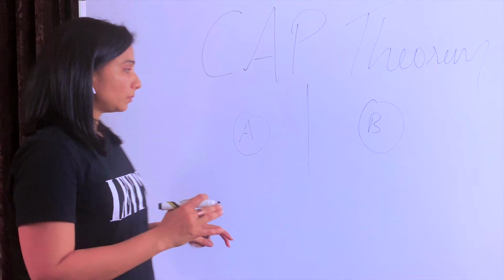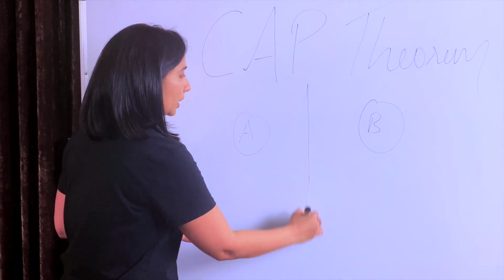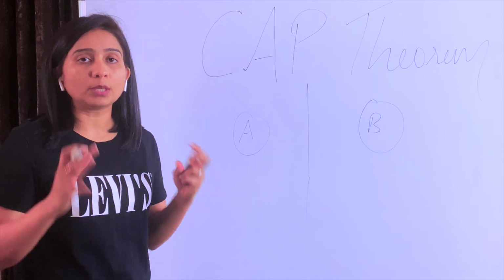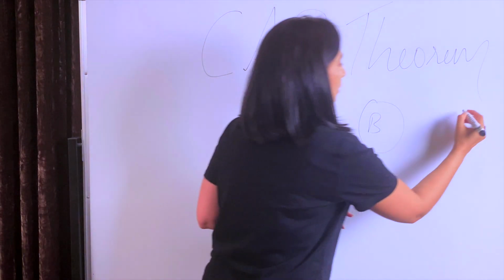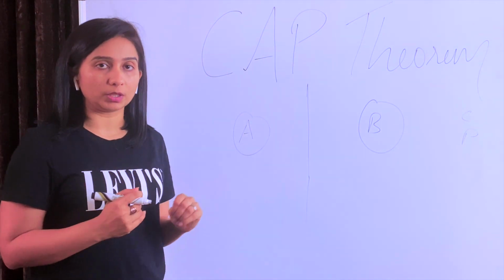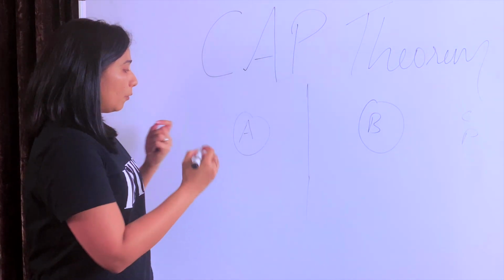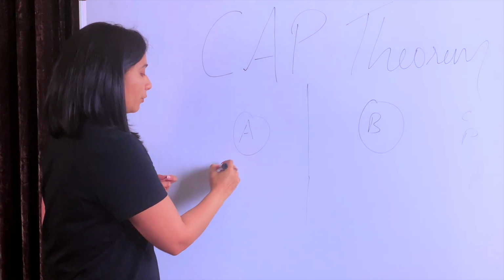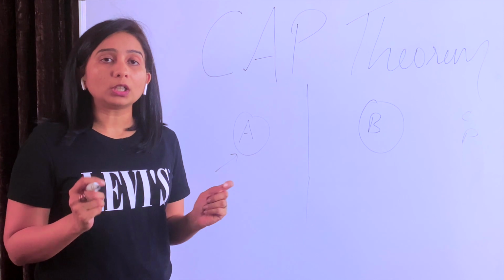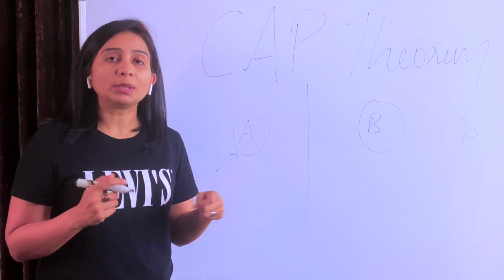Let's see how. Let's say A and B are partitioned, and you have decided to keep consistency, and we have to support partition tolerance. So you're trying to sacrifice availability. When you try to read, you only read from A and B is not taking any reads. But what can B take? B can take writes.